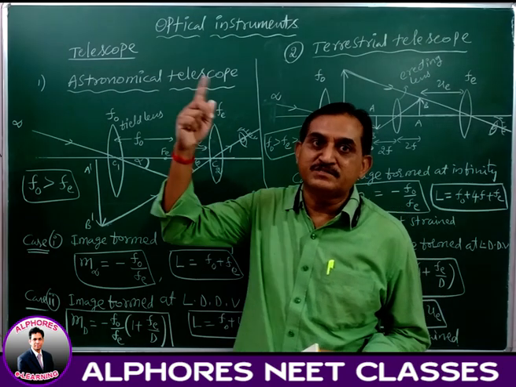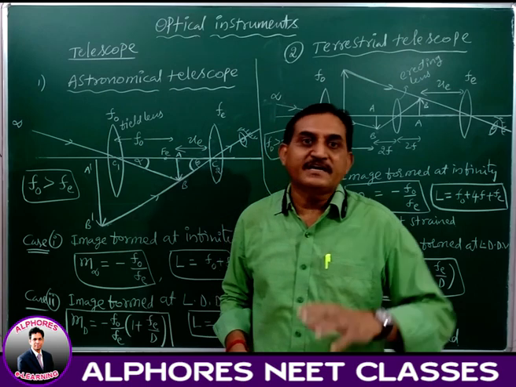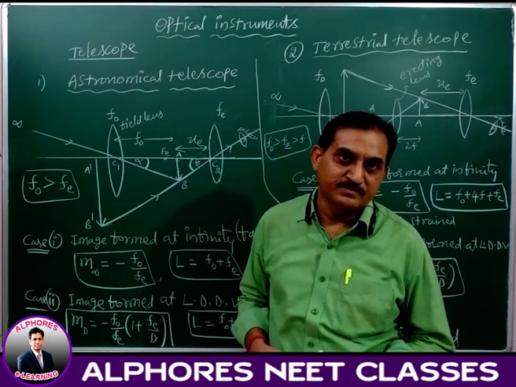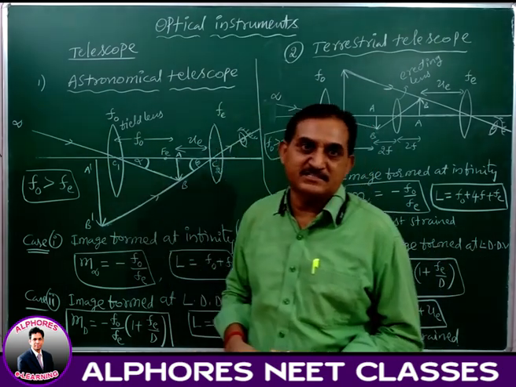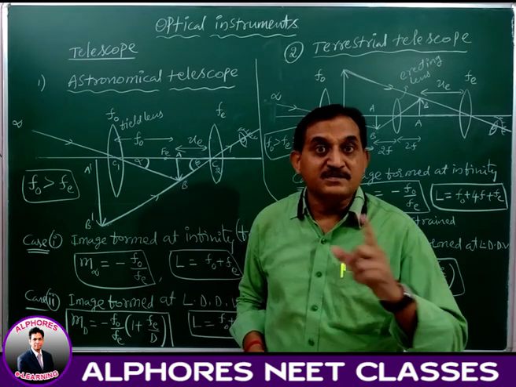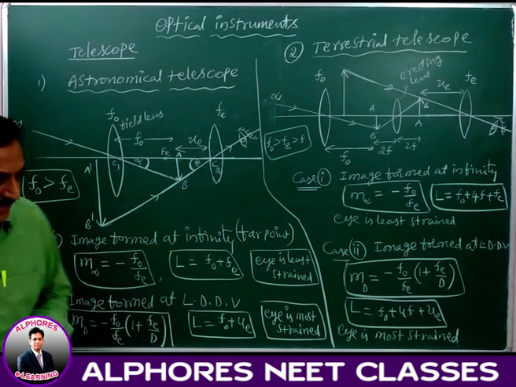of objects which are in the galaxy. Because in the galaxy, almost all the bodies are spherical in shape. Even if an inverted image is obtained by the astronomical telescope, this inversion does not affect the observations. Okay, this is a very, very important point.